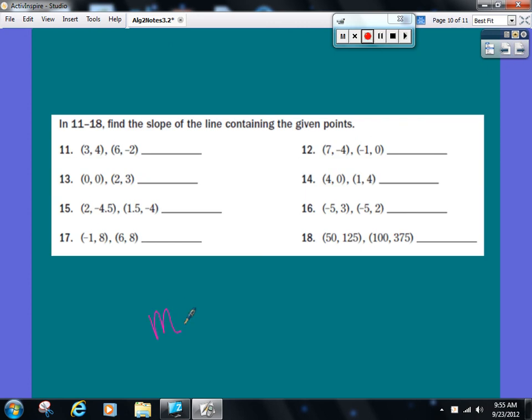Reminder, slope formula, y2 minus y1 over x2 minus x1. x1, y1, x2, y2. Be very careful with your negatives. When you subtract a negative, it becomes a positive.